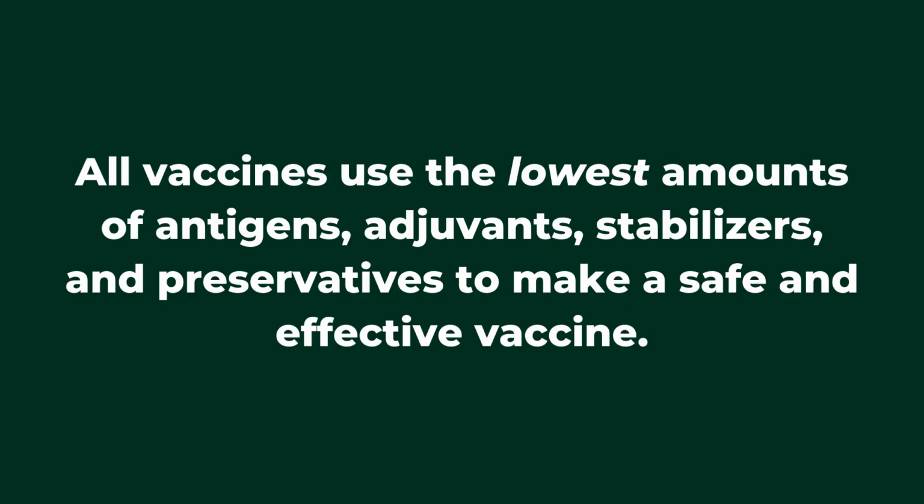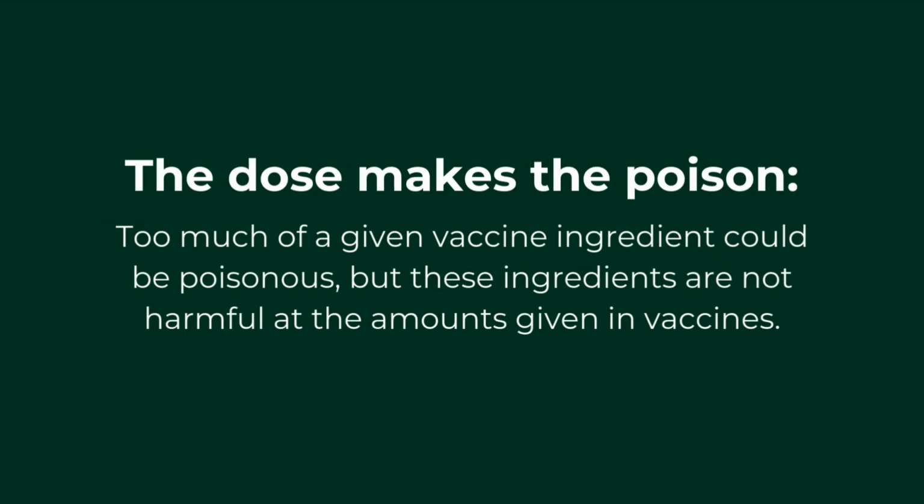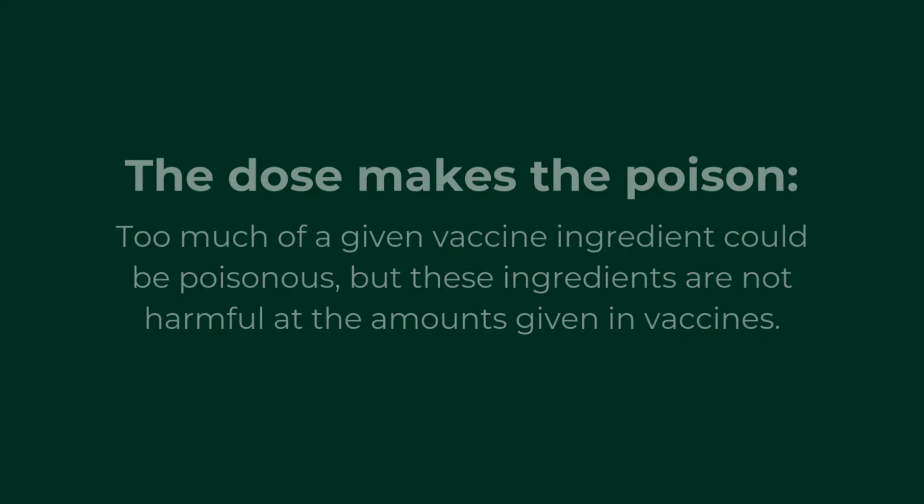All vaccines use the lowest amount of antigens, adjuvants, stabilizers, and preservatives to make a safe and effective vaccine. Too much of a given vaccine ingredient could be poisonous, but since the dose makes the poison, these ingredients are not harmful at the amounts given in vaccines.